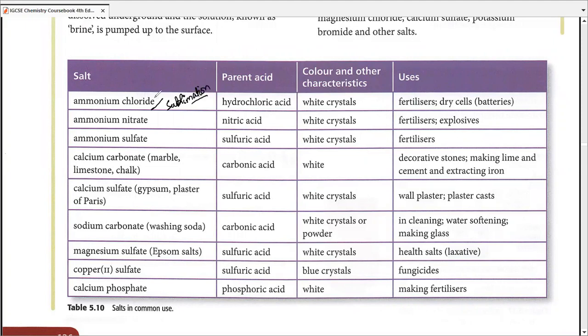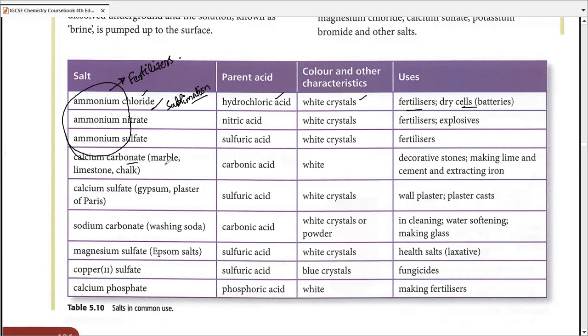We understand if it's a chloride salt, it has been made from hydrochloric acid, it has white crystals, it's used in fertilizers and dry-cell batteries. Ammonium nitrate made from nitric acid is used in fertilizers and explosives. Ammonium sulfate from sulfuric acid is used in fertilizers. Remember, all ammonium salts are used for fertilizers, so it's a pretty good way to remember all of them at the same time. Next up is calcium carbonate.